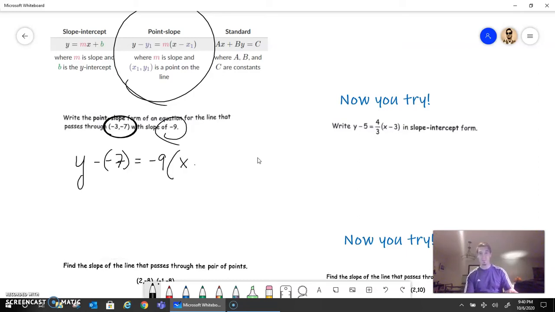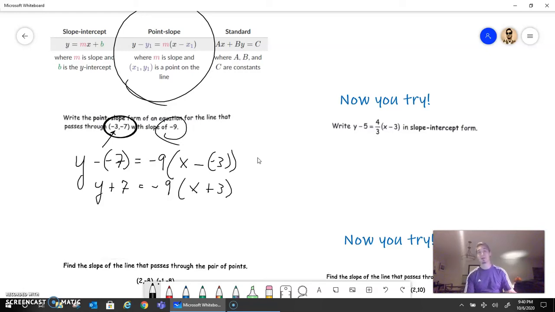x will remain a variable, minus, what's the x coordinate from this point? It's negative 3. I'm just going to use some embedded parentheses to help me keep my thoughts straight. Well, y minus a negative 7 is actually y plus 7. Negative 9 times x minus a negative 3 is actually x plus 3.